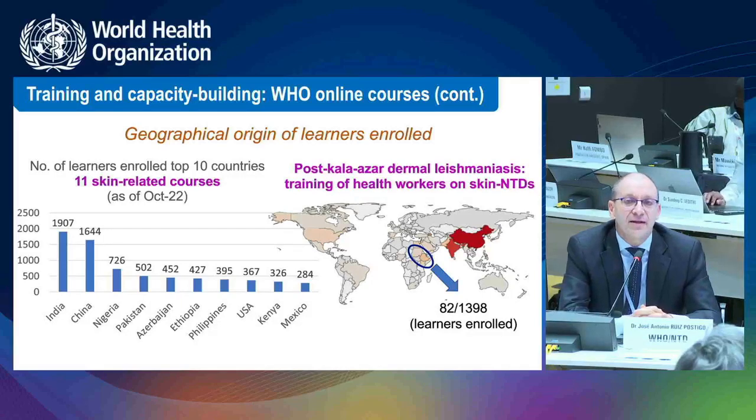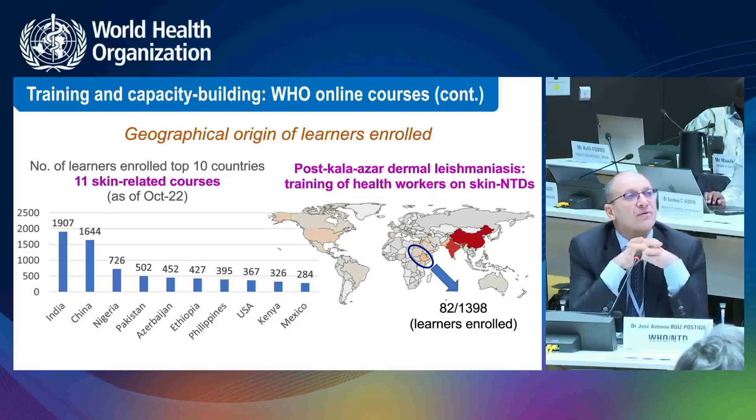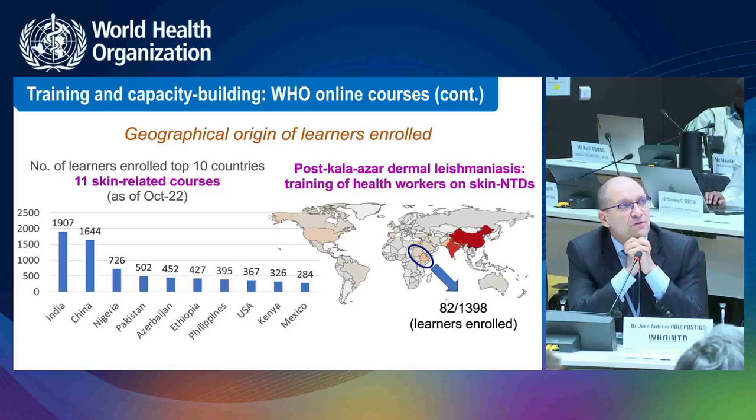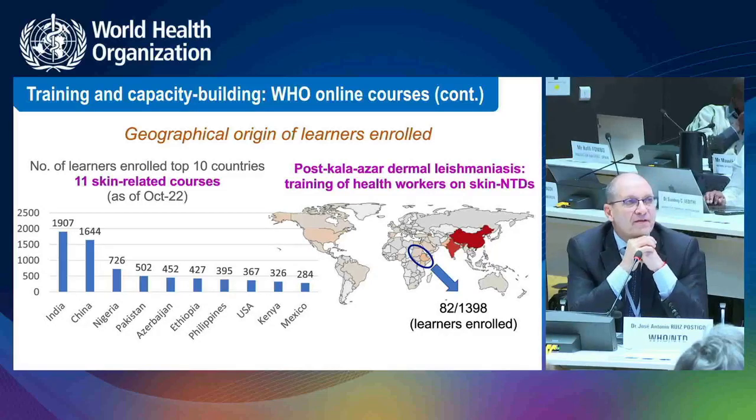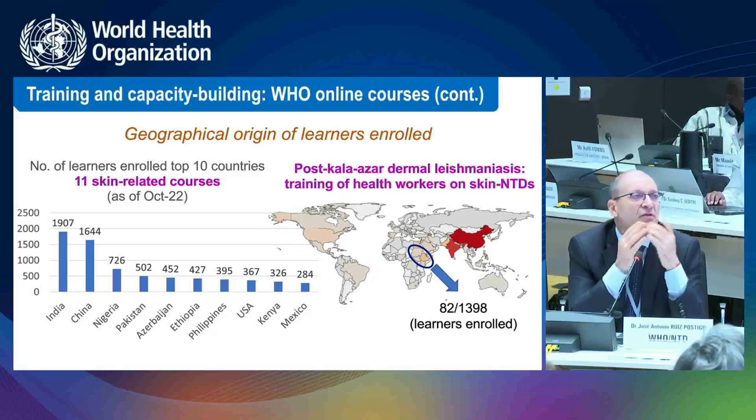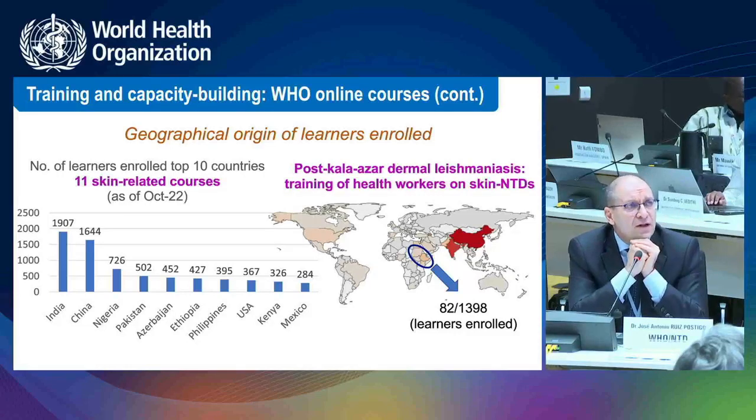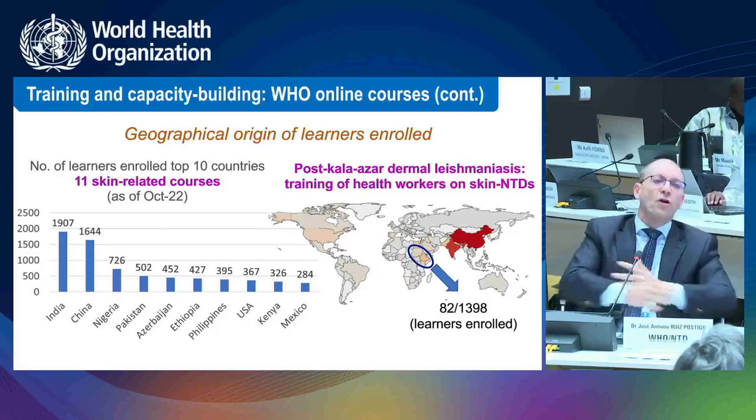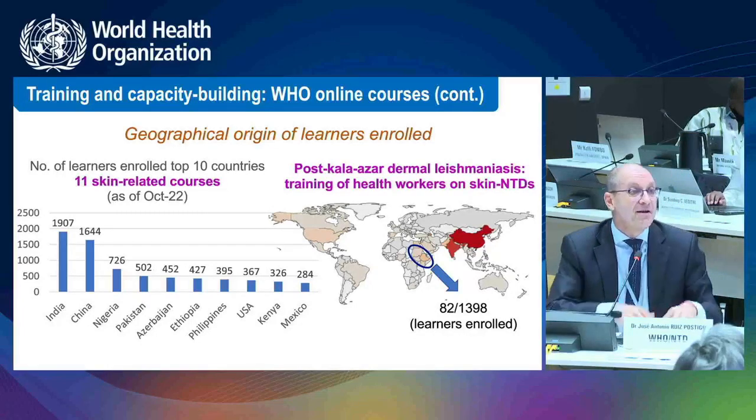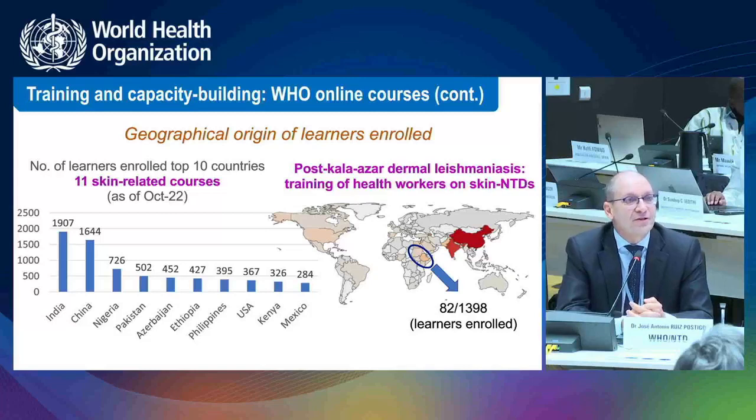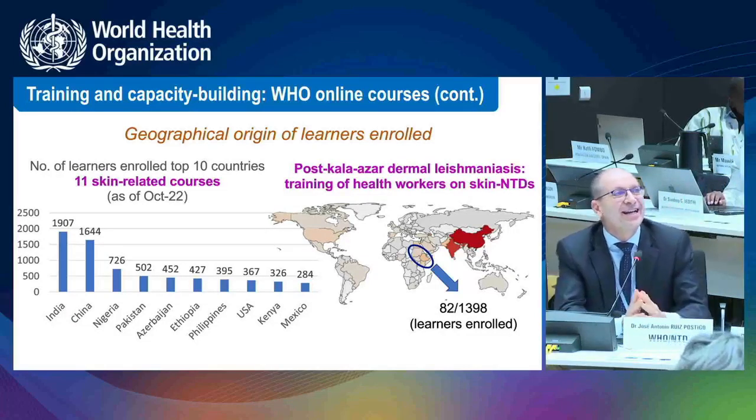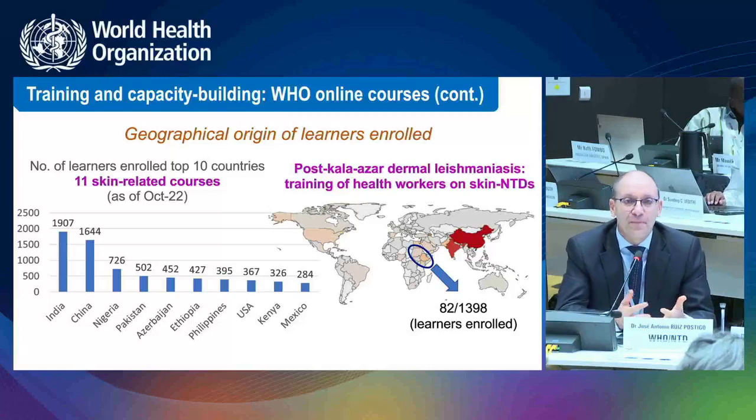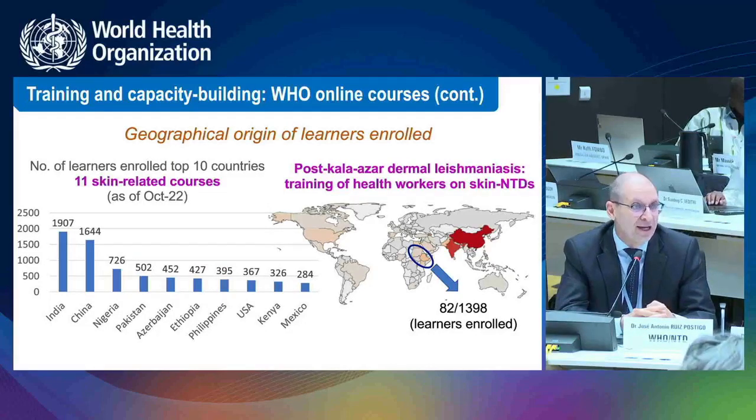Then we did another analysis. When you look at the course, for instance, of post-kala-azar dermal leishmaniasis, this is mainly prevalent in Southeast Asia, in India, Bangladesh, in East Africa. So if you have almost 1,400 people enrolled, you say, wow, all health workers in those areas must be enrolled in the course. But no, you see that you have people from the USA up to China, and only 82 people from East Africa actually enrolled.